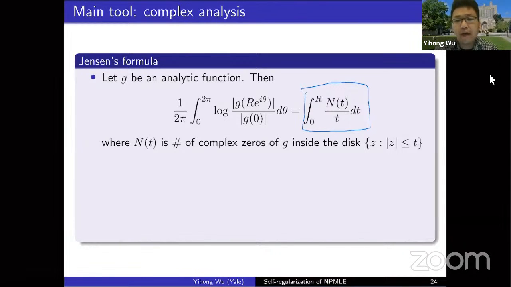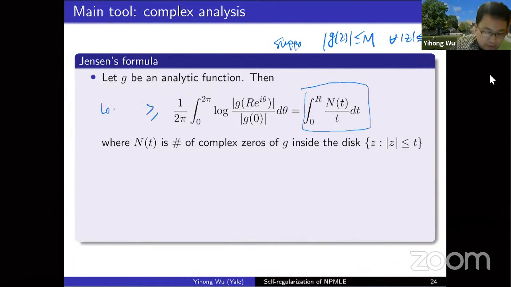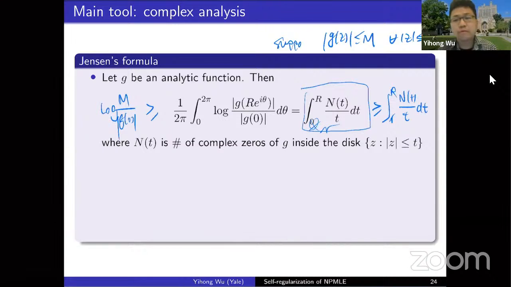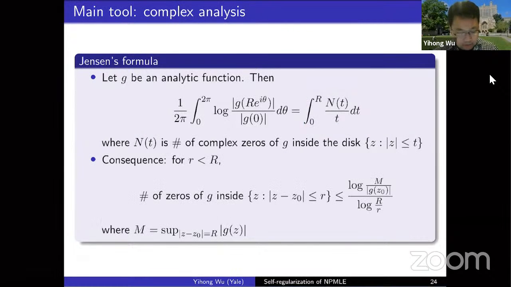Therefore, if I have some handle on the size of g on a big circle of radius r, say suppose |g(z)| is less than some m for all |z| less than or equal to r, then I can upper bound it by log of m, minus the value at 0. I can lower bound this just by integrating not from 0, but from some smaller radius, just dropping part of the integral. This tells me it's the number of zeros times the log of the ratio of the radii. So what this tells us is that I can use the information of a function on a bigger circle to control the number of zeros in a smaller circle. That's summarized here, and that's what happens when you apply this to this mixture of Gaussians.